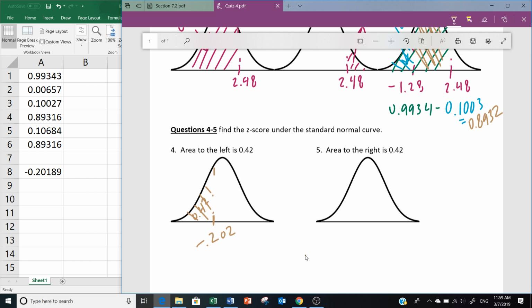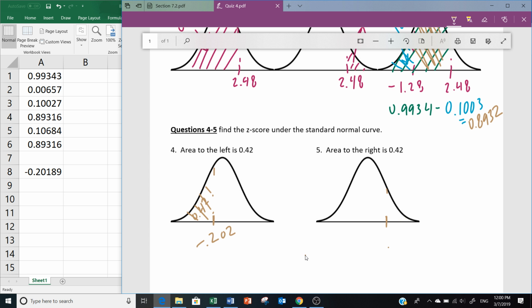Okay, now there's 2 ways to do number 5, but I recommend doing it the way we're going to do it. Now you may see, oh, if the area to the left was 0.42, and if the area to the right is 0.42, oh, well, this is probably going to be 0.202, just the positive version of the negative one. Now that's true due to symmetry, but really, if you have a non-symmetrical distribution, that might not work. So we're going to do it the proper way.